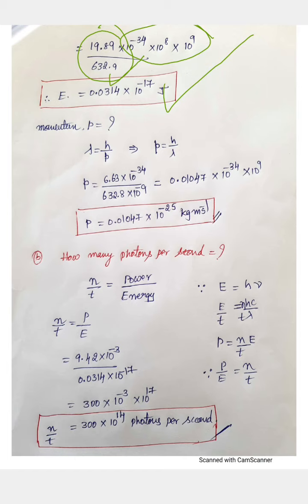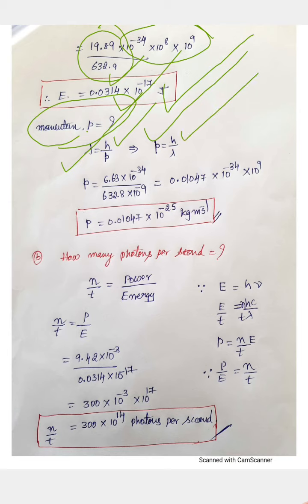Next we will calculate the momentum. Momentum is indicated by here small p. Why? Because already we have taken the power. Power is indicated by the capital P, so that here you make momentum as the small p. Now from the de Broglie wavelength we know that lambda is equals to h by p. From this one, p is equals to momentum is equals to h by lambda.